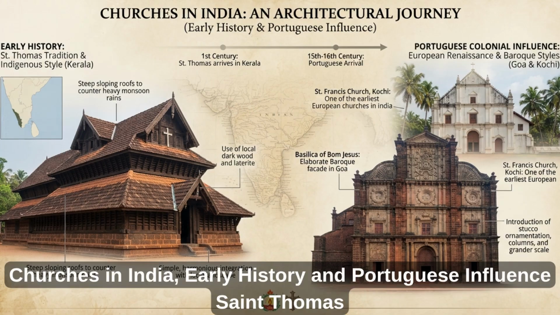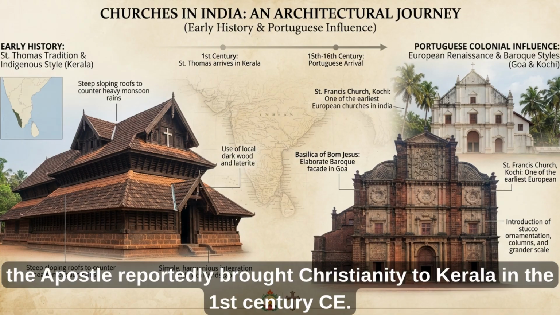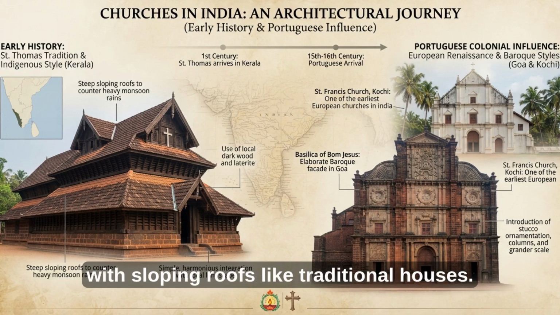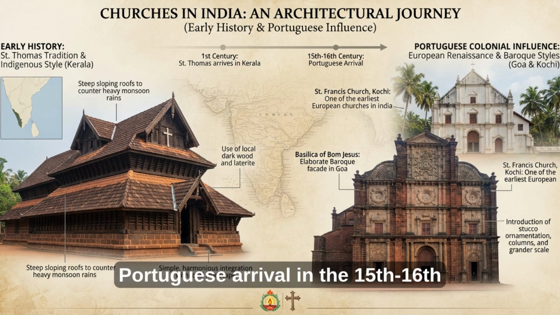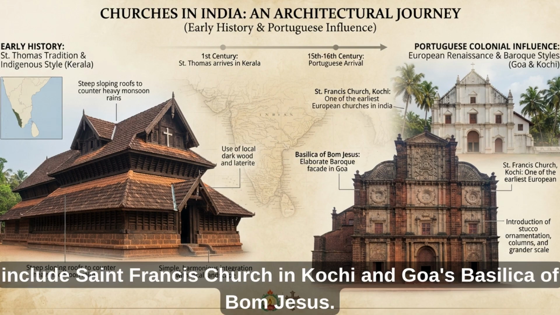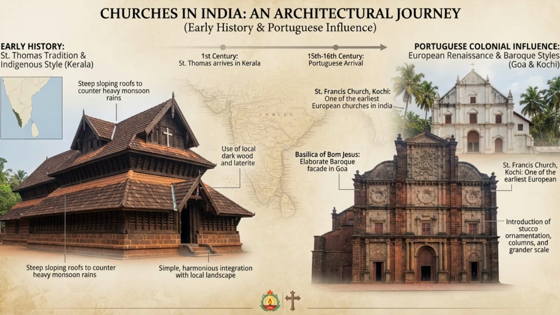Churches in India, early history and Portuguese influence. Saint Thomas the Apostle reportedly brought Christianity to Kerala in the 1st century CE. Early Kerala churches used local wood and laterite with sloping roofs like traditional houses. Portuguese arrival in the 15th–16th centuries introduced European Renaissance and Baroque styles. Examples include St. Francis Church in Kochi and Goa's Basilica of Bom Jesus.